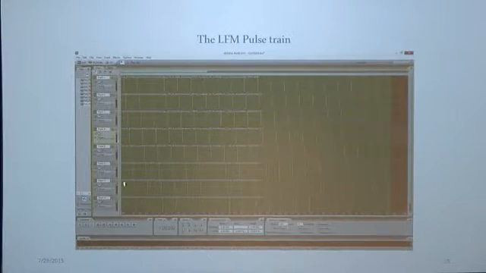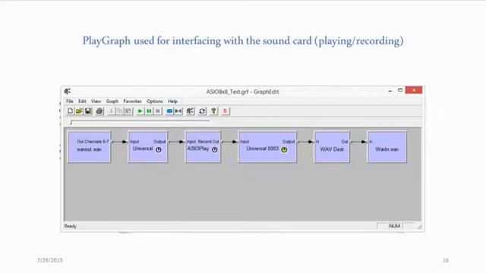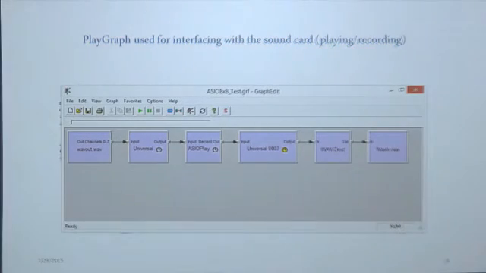So looking at the pulse train being transmitted, this represents one block. We have 8 channels of transmitters and receivers and 20 frames, so 1, 2, that goes up to 20. And we make use of PlayGraph to interface with the sound card. We generate the signal in MATLAB, and we interface with the device using PlayGraph to play and record the signals.